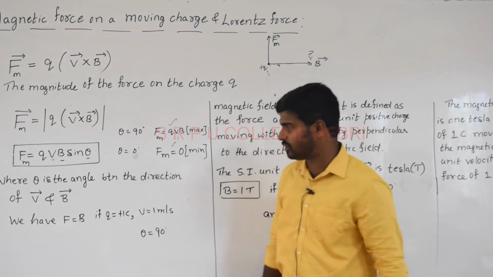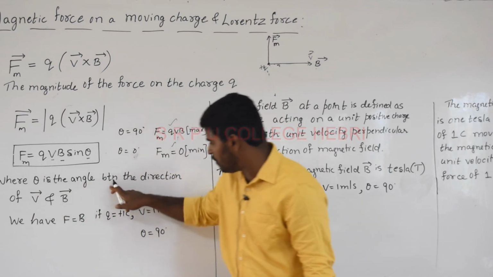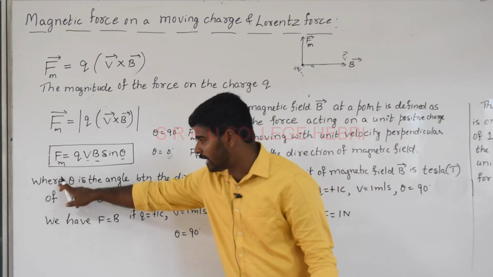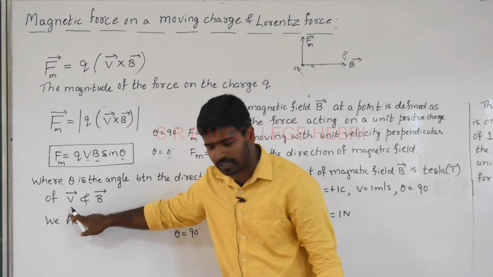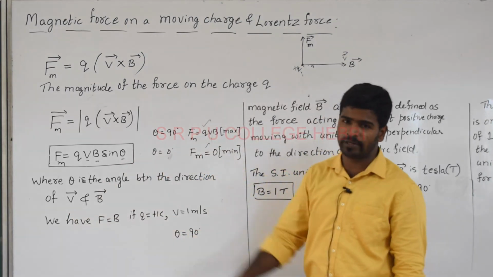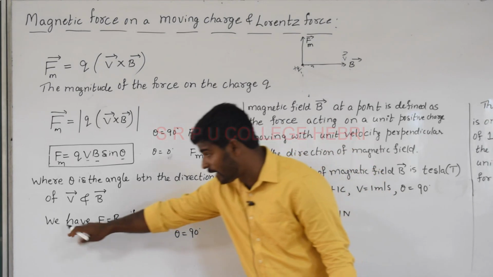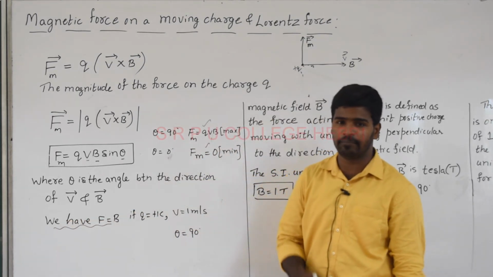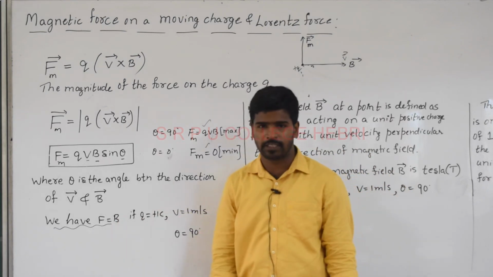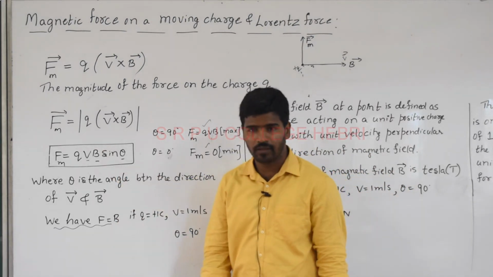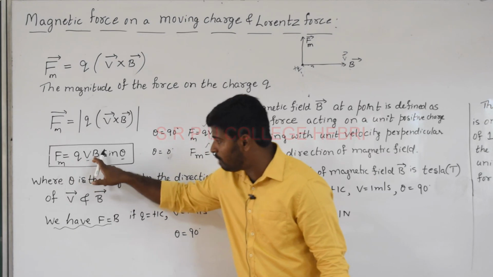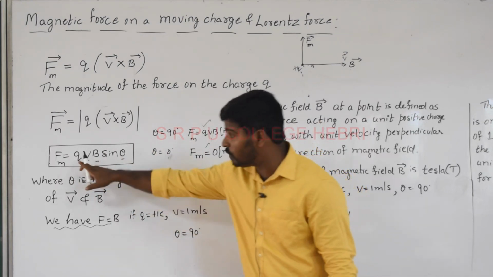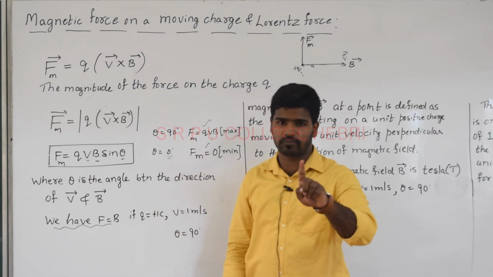As the continuation, see here, where theta is the angle between the direction of V vector, which means the velocity component, and the magnetic field component. According to the equation, we have written one term. What is that term? I have written F is equal to B. Look at the equation: for F is equal to B, the remaining terms must be Q is equal to plus 1 coulomb.